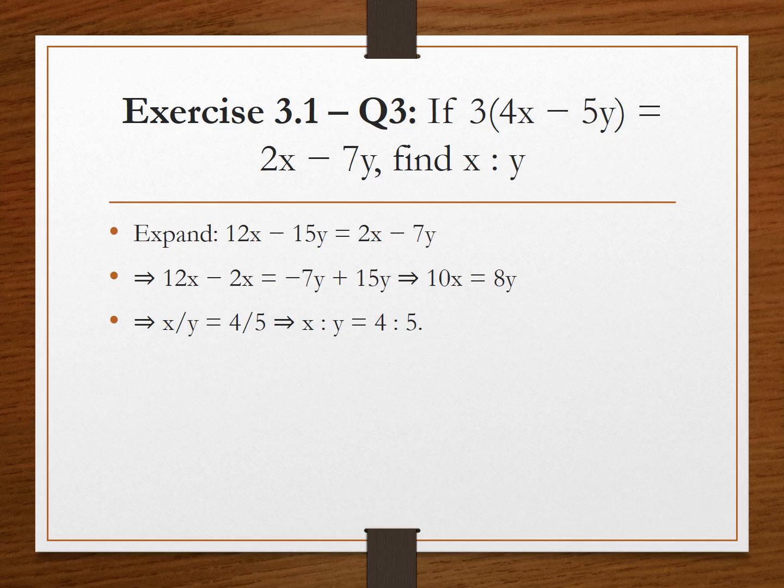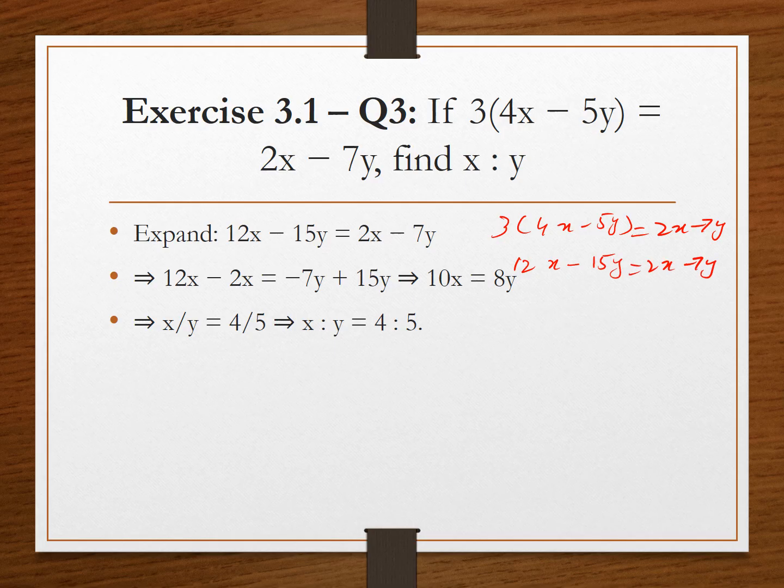Question number 3, exercise 3.1. If 3 into (4x minus 5y) is equal to 2x minus 7y, find x ratio y. The given question is 3 into (4x minus 5y) is equal to 2x minus 7y. First, we will expand the left hand side as 3 will be multiplied to both terms in the bracket, as 12x minus 15y is equal to 2x minus 7y.